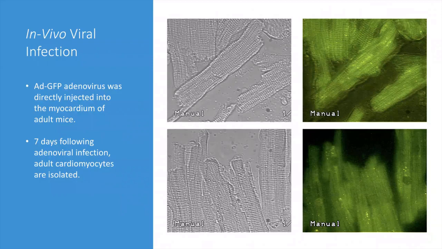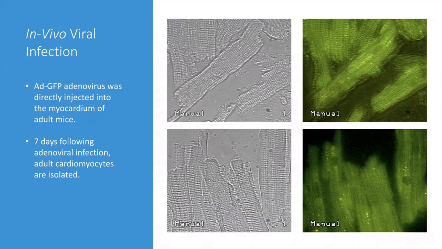While one can isolate cardiomyocytes from all kinds of transgenic or knockout mouse models, one can also overexpress a gene of interest using viral infection-mediated gene expression in vivo, by injecting adenovirus directly into the heart of an adult mouse and isolating cardiomyocytes 1 week later. Shown here is the robust GFP protein expression with such in vivo infection.